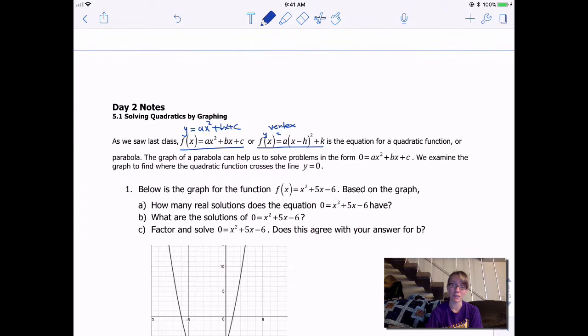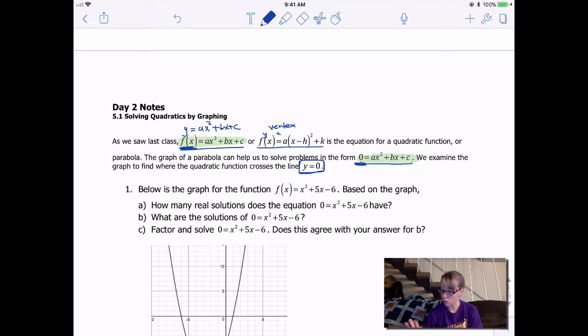So those are the two ways that we see our equations for the graphs of parabolas. And today we're going to use these equations to solve problems in this form: 0 equals ax squared plus bx plus c. What you'll notice is really the only difference is that this version equals f of x, or equals y. This version equals 0. So the way that we're going to solve these problems is we are going to see where our parabolas cross the line y equals 0, where our y is equal to 0.